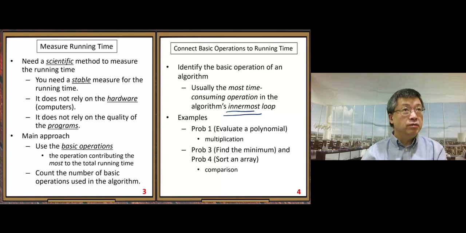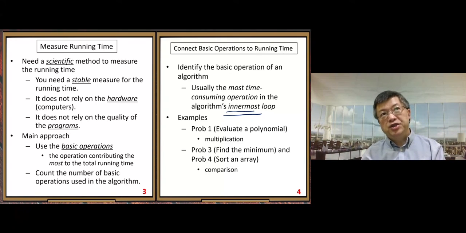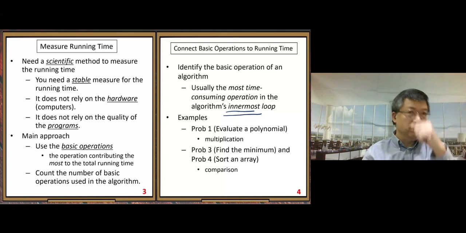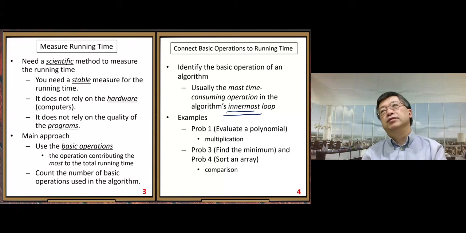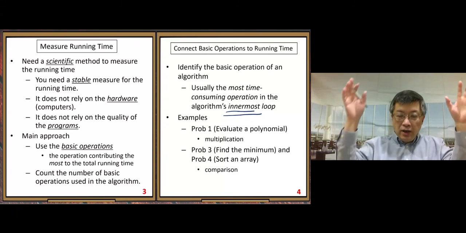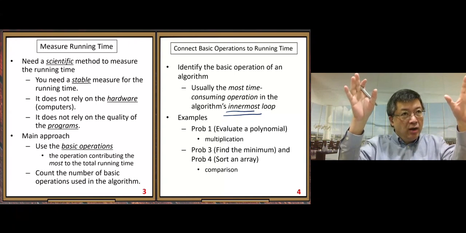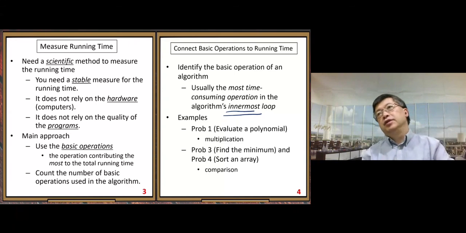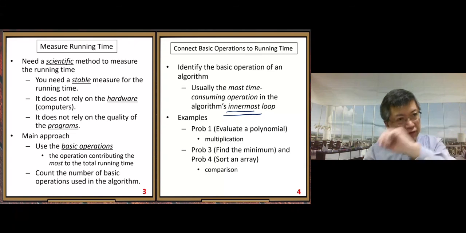Comparison is the most important, the most time-consuming operation in those two problems. Other than comparison, we also use assignment. When you copy data, you do assignment. But you can see assignment is less frequently used than comparison. All right, so that's 8.2. Let me stop this video.